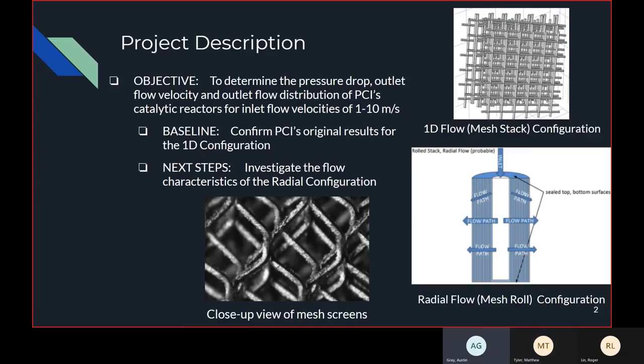The top right picture is a linear stack of mesh screens. The bottom picture is radial flow through a roll of mesh. It goes in the inlet. It's plugged at one end, which forces the flow radially outward through the mesh roll. At the bottom middle, we have a close-up view of the mesh screen material.